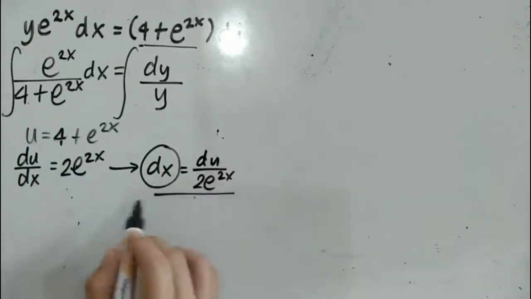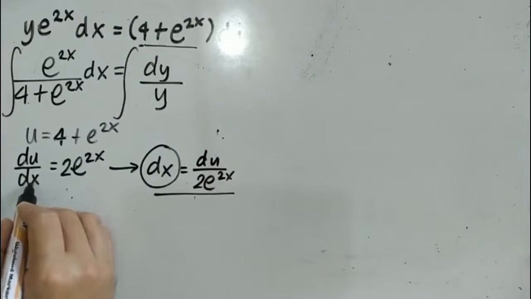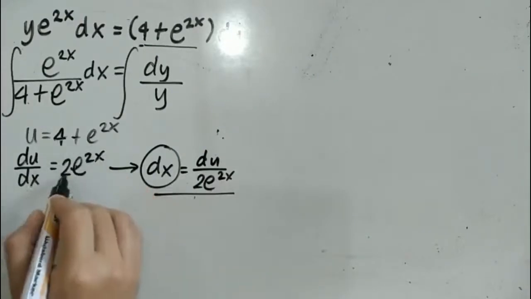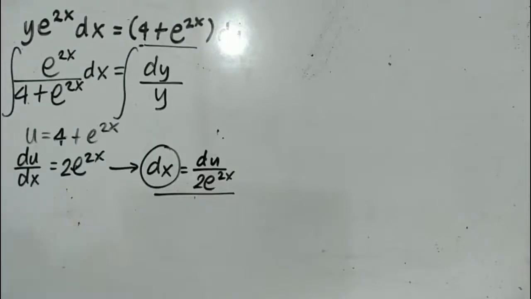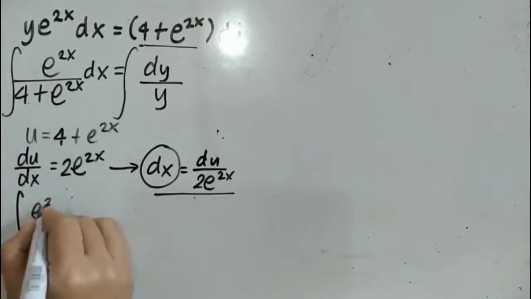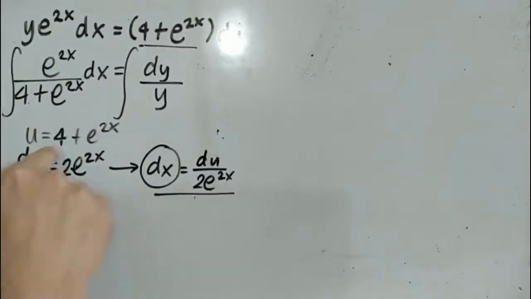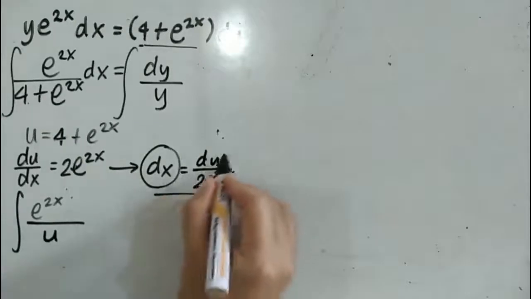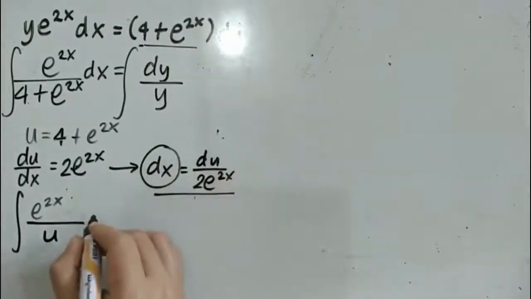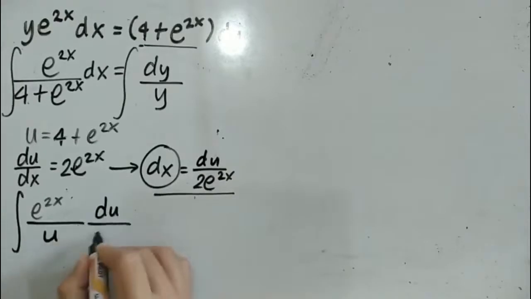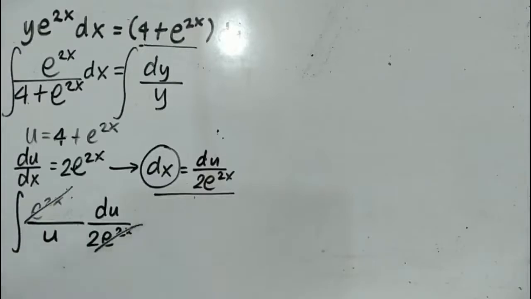Where did this come from? This came from transposing dx here to the right side and 2e to the 2x in the denominator, where du is the numerator. So substitution yields e to the 2x over, this is our u now, 4 plus e to the 2x. Our dx is du over 2e to the 2x. So this cancels, 2e to the 2x cancels.